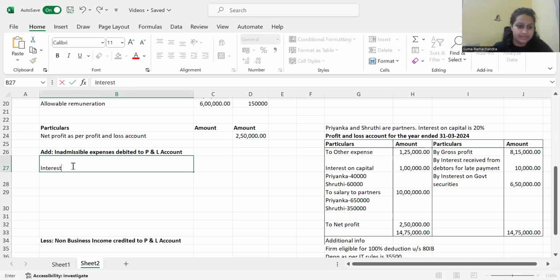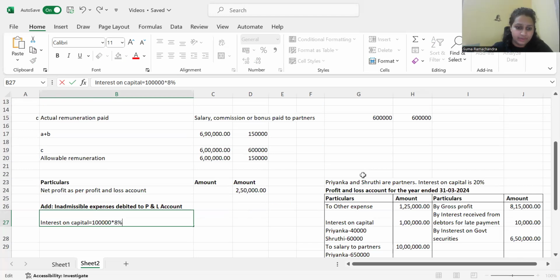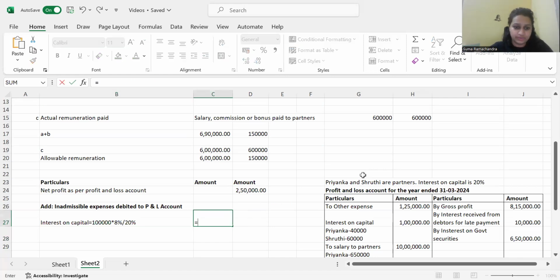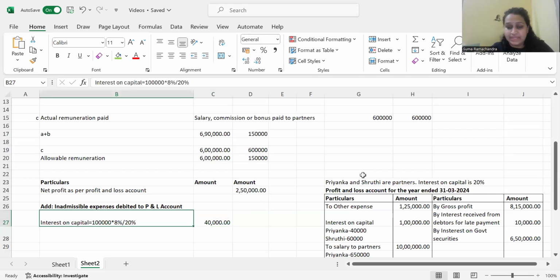How do I calculate that? Let me show you. Interest on capital. Only the excess amount I'm going to take here. Out of 1 lakh rupees of interest on capital paid, 8% is going to be my excess amount. So I'm going to do 8%, that will be divided by 20%. That means my total interest. Whatever value I get, I'm going to write here as well. I'm just going to do the same calculation, 8 divided by 20. So 40,000 is my excess amount. Only this excess amount will be added back.